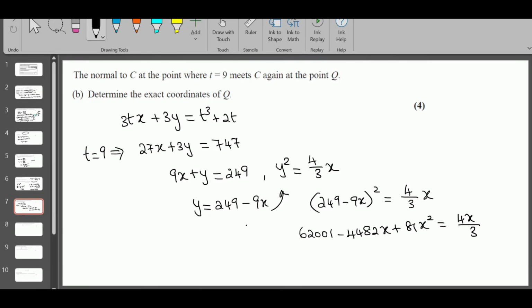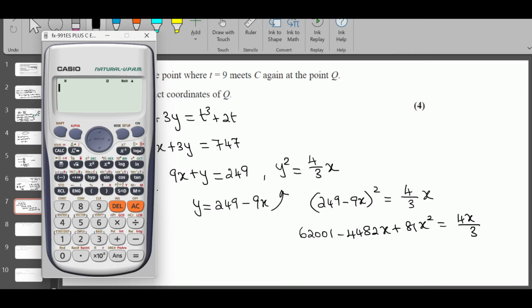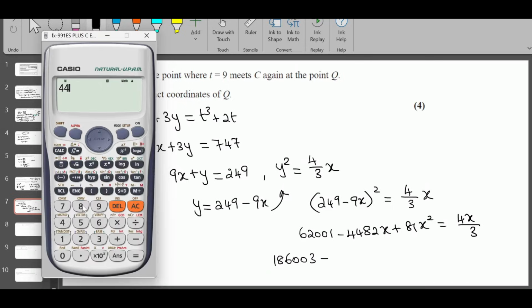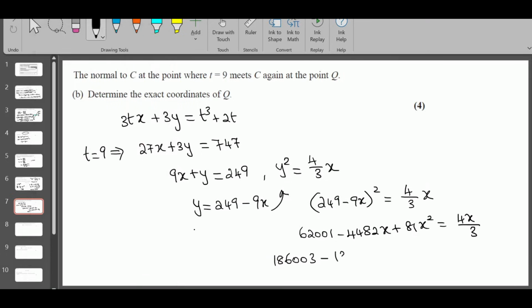Multiply through by 3 and frame a quadratic equation and solve it. I'm going to multiply through by 3 now. Okay, when we multiply through by 3, 62001 times 3, 186003, minus 4482 times 3, which is 13446, and 81 times 3, 3 8s are 24, so 243. 243x squared minus 4x is 0.